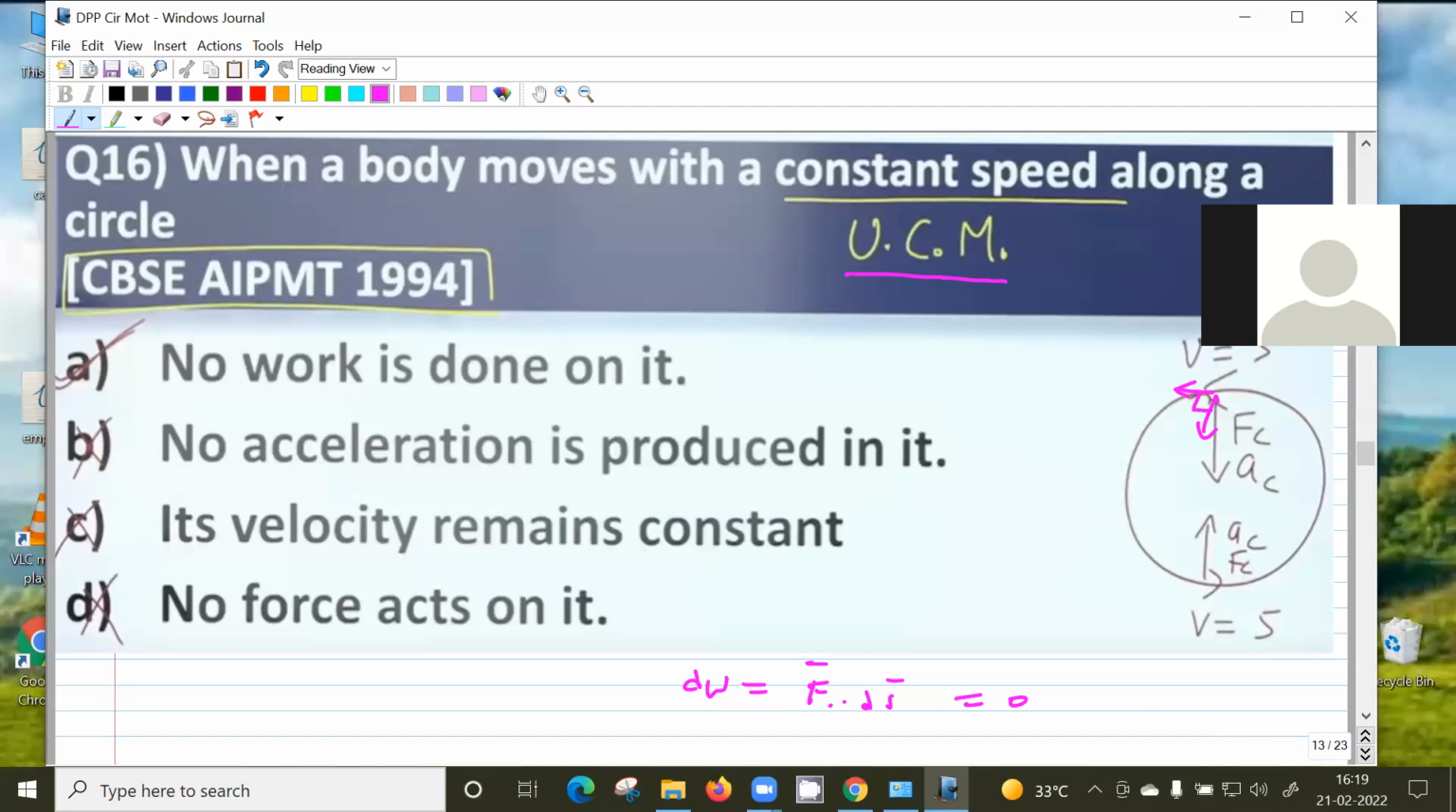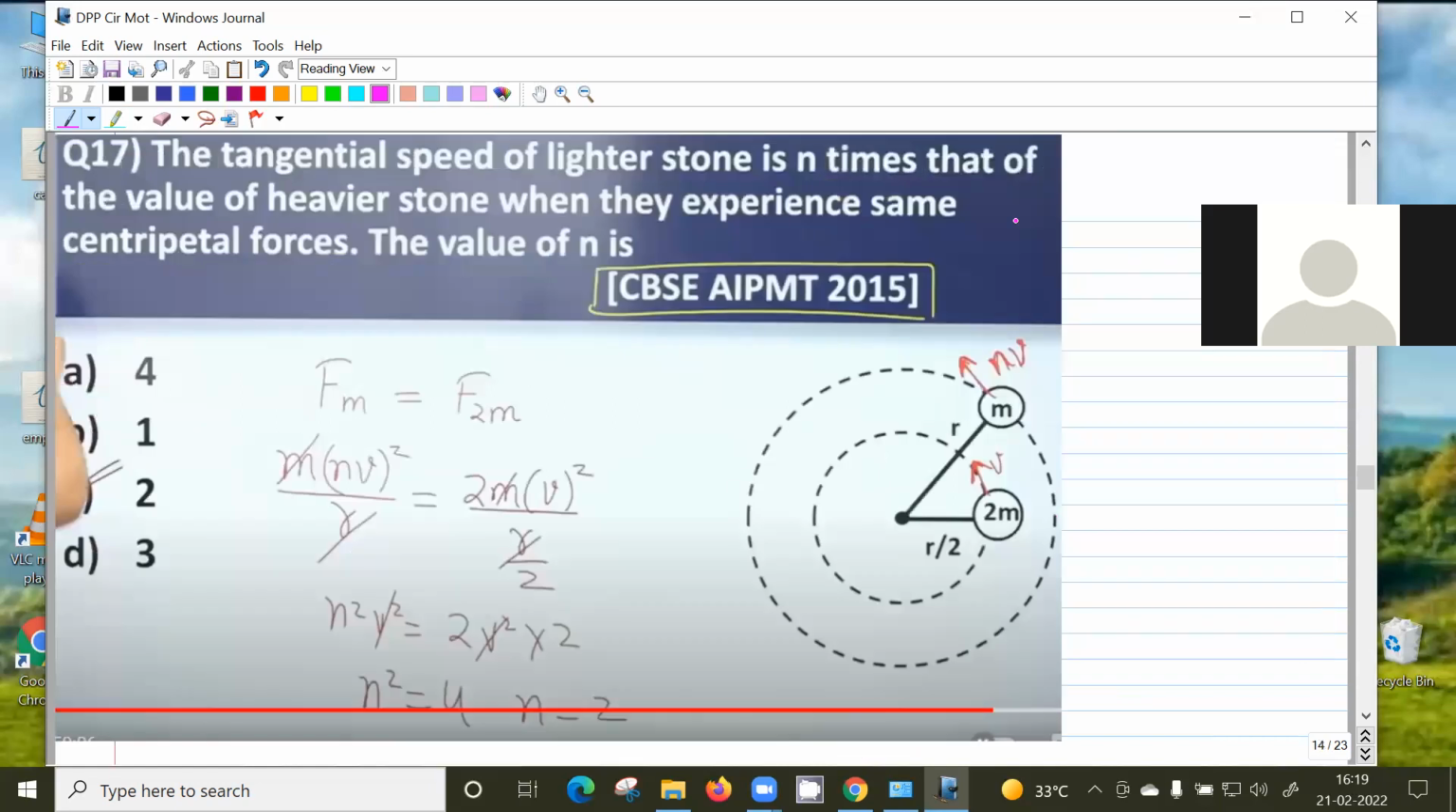Yeah, because the tangential component will come. See, centripetal acceleration means there is a corresponding centripetal force. If there is a tangential acceleration, there is a corresponding tangential force. Fc is perpendicular to ds, and Ft is parallel to ds. So Ft dot ds will contribute to the work done, but here Ft is 0 because it's uniform circular motion. Yes, sir. This one.